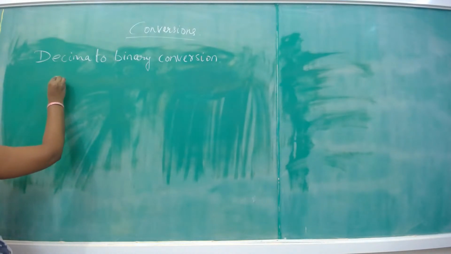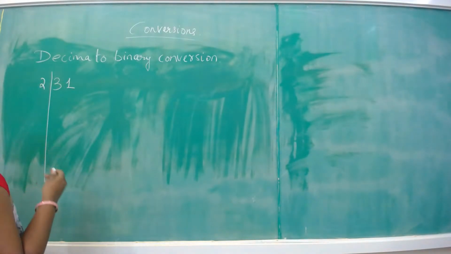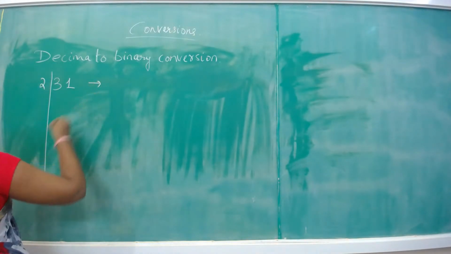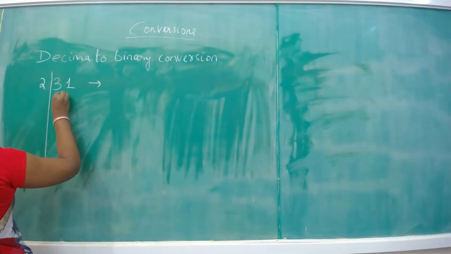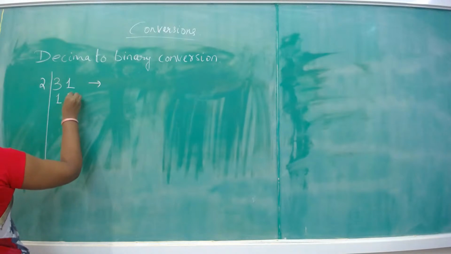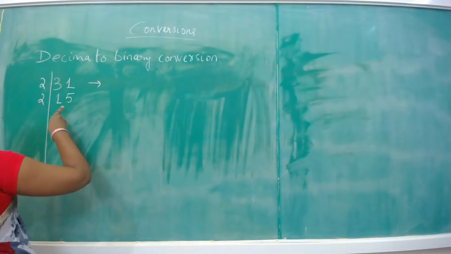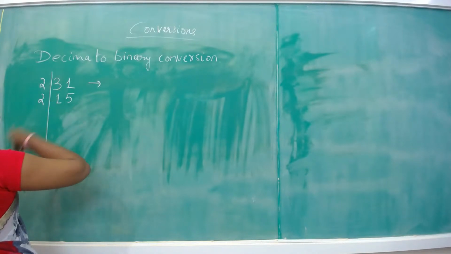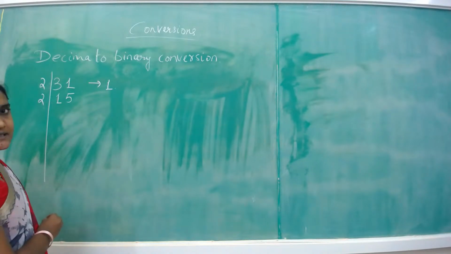I will take an example of 31, dividing it by 2 each time and writing the remainder here. Okay. So how is it divisible? 15. Okay. 2 15s are 30. What is the value we are having? 31. So it will give a remainder as 1.